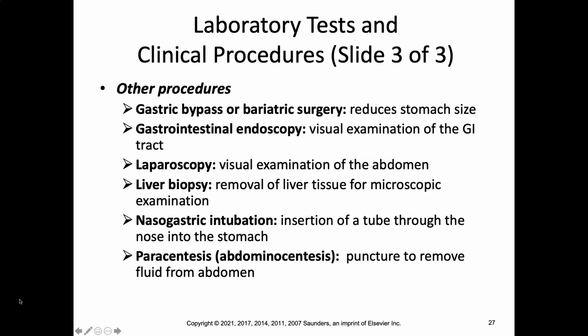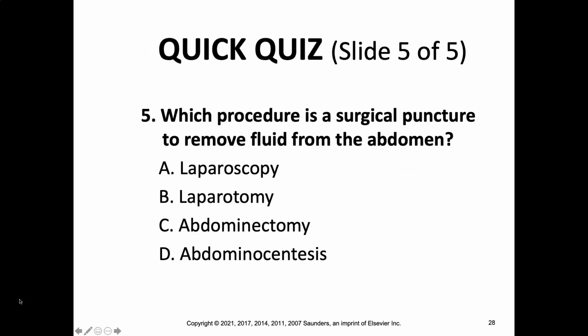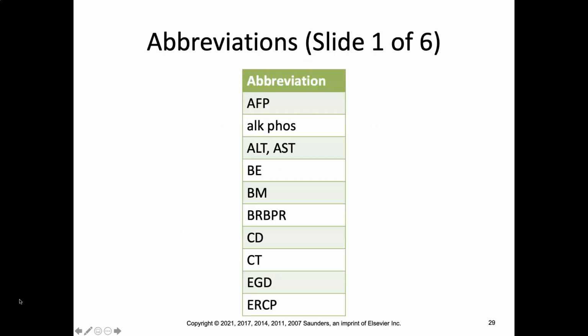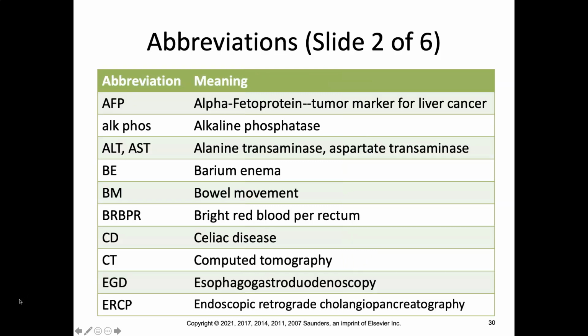And then there's paracentesis, where you're removing fluid from the abdomen. Fluid in the abdomen is not a good sign. Oftentimes, fluid in the abdomen can indicate that there's some kind of abdominal cancer going on. And I think I just gave that away on the previous slide, so you should easily be able to get that one. And here are some abbreviations that you're going to want to be aware of.